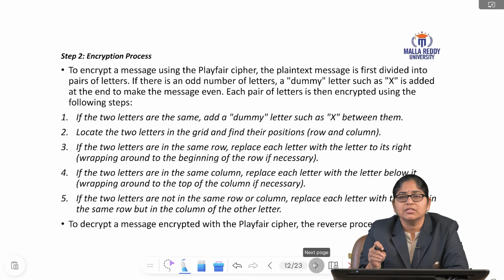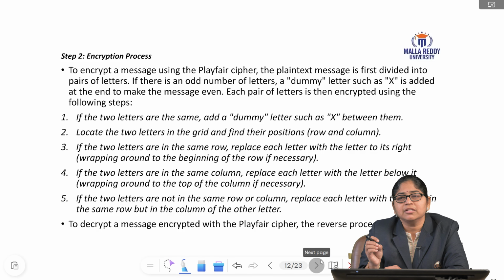In the encryption process, first of all, the original message given to you we need to divide into pairs, that means 2 letters. If the number of characters in your original message is odd, we need to add the dummy letter X at the end of the message, so that the message will have an even number of letters. Now we will see the rules in Playfair for the encryption process. The first rule is, if 2 letters are the same in the plain text, then we need to add a dummy letter between the 2 letters.